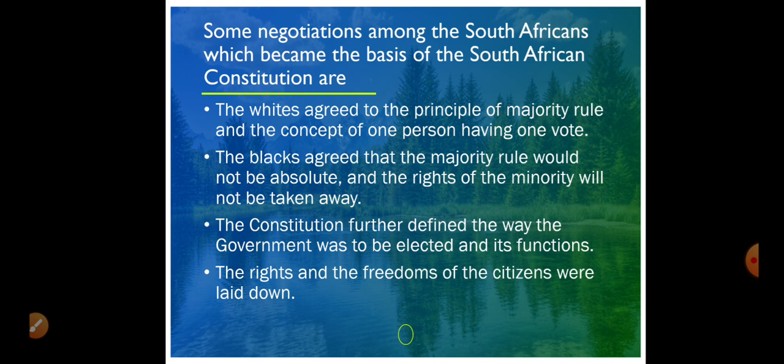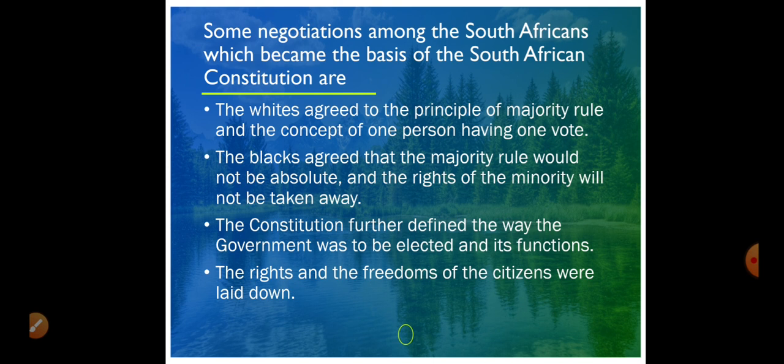It means now the whites, the Europeans, agreed to the principle of majority, and the natives, the South Africans, were more in majority than the Europeans. It means they agreed upon democracy and upon majority rule, and the person who got the majority in the election was given political power.